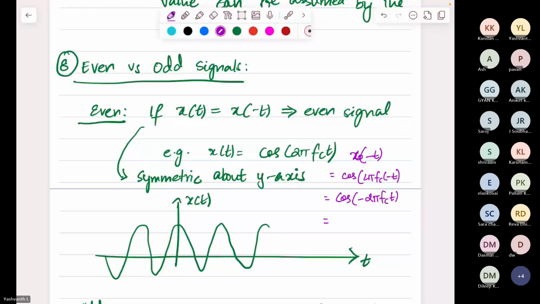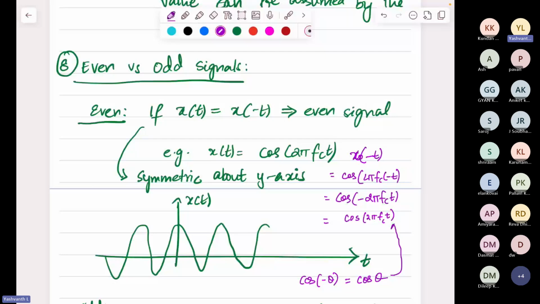Unmute and tell. Cos 2 pi fct, that's all. This is a property: cos of minus theta equals cos theta. Yes, so I just applied that. So this is nothing but x of t.